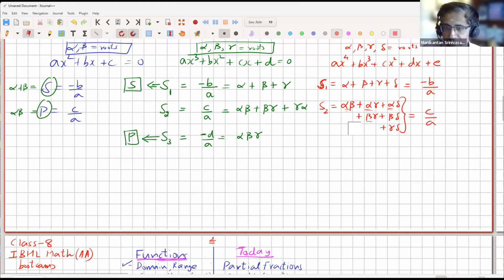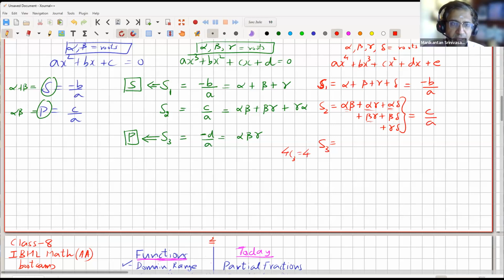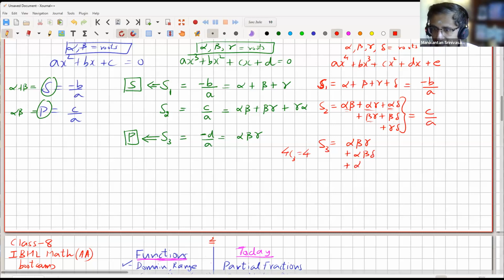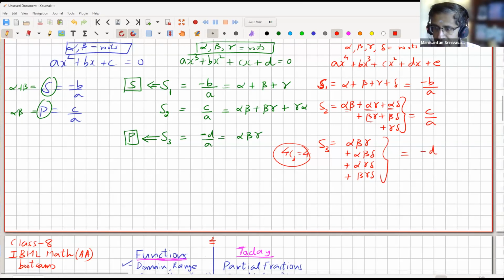The third one is S3, which is sum of product of roots taken 3 at a time. So we know 4 choose 3 is 4. So of 4, suppose you have to pick 3, what would you do? You would eliminate 1. Eliminating 1 is same as choosing 3, right? So in the first one, I'll eliminate delta, so alpha, beta, gamma. In the second one, I'll eliminate gamma, let's say, alpha, beta, delta. In the third one, I'll eliminate beta, so it'll be alpha, gamma, delta. In the fourth one, I'll eliminate alpha, so beta, gamma, delta. So there are 4 of them, no surprises. So this sum would become minus D by A.